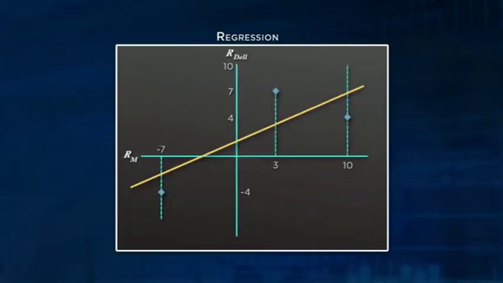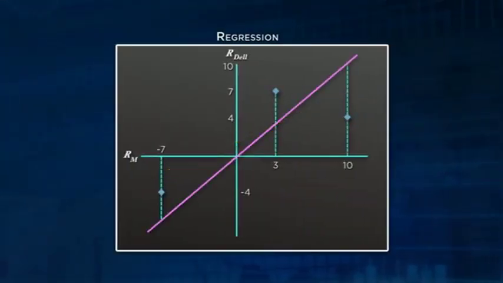Regressions pick the single line that has the smallest sum of squared errors or the smallest mean square error. That is, it picks the line that fits the data the best in the sense that the errors from the line are the smallest on average.